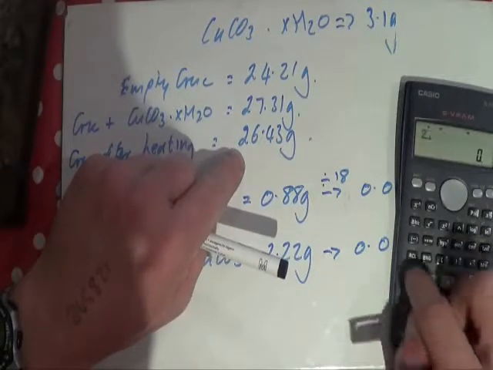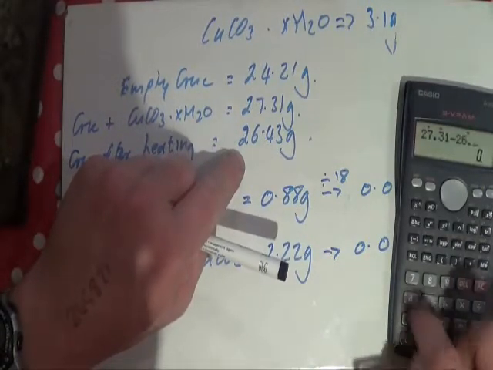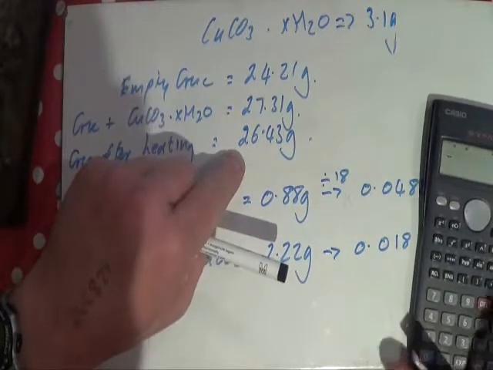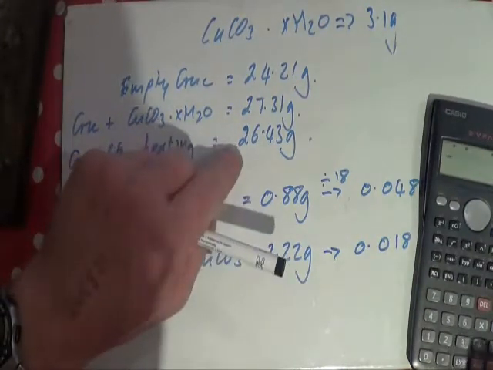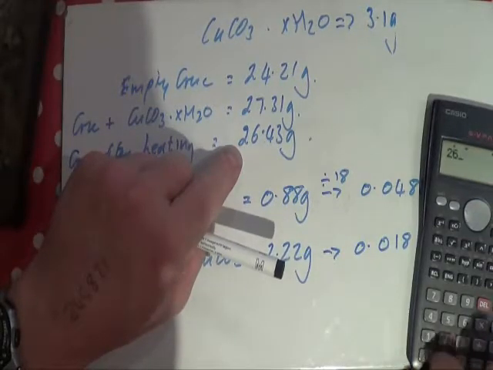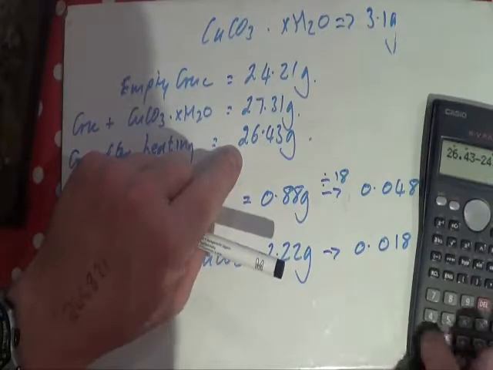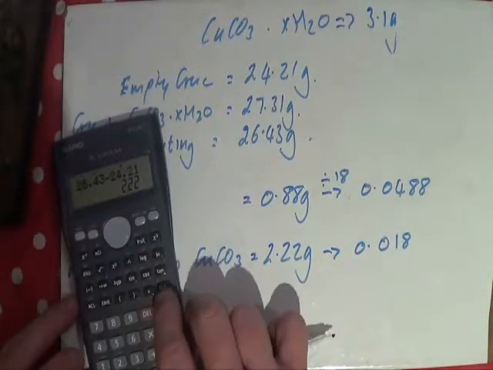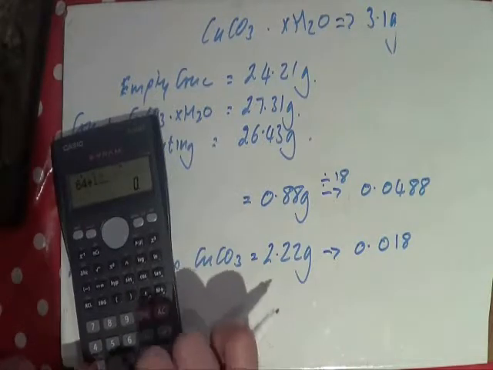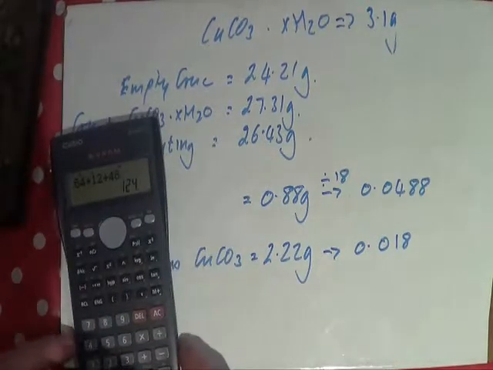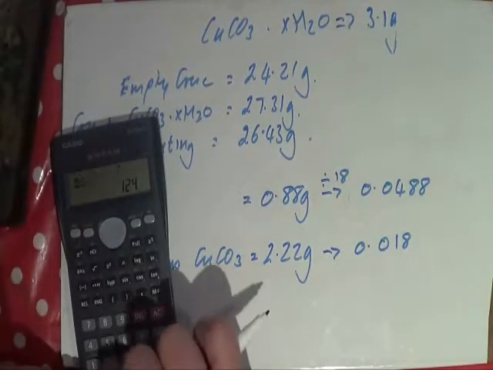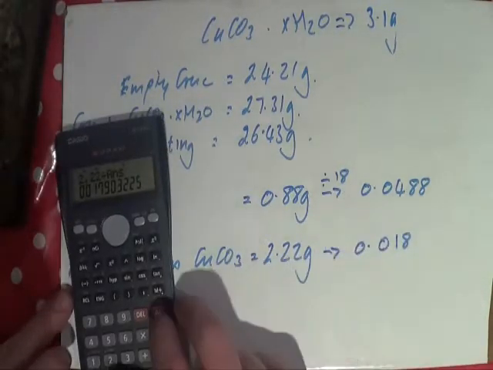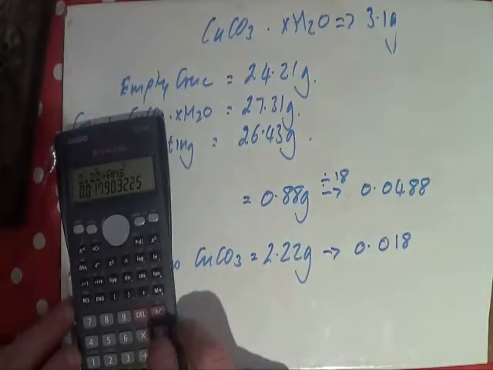Okay, so we had 27.31 minus 26.43. Okay, divided by 18.0488. Okay, and we had 26.43 minus 24.21 equals 2.22. Well, they look fine. So we have therefore got 64 plus 12 plus 48. Okay. Right, 2.22 divided by the answer is 0.0174. That looks fine. And we had that.